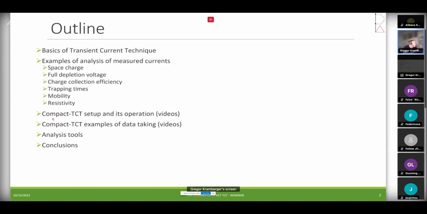The third part of the talk will be about the setup and its operation. It will consist of some videos, so we will have a look how this is operated. And then we'll have another part of the talk, which will be on examples of data taking. So again, you'll see how the curves look like when they're taken. And there will be a slide on analysis tools at the end, really a single slide. And then the conclusions is actually an invitation for your questions.